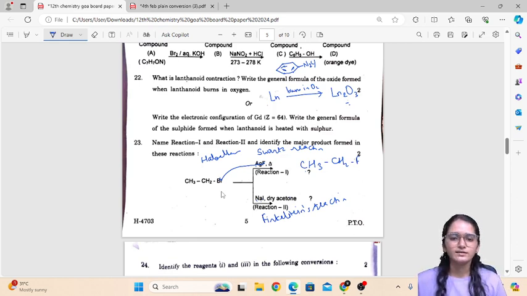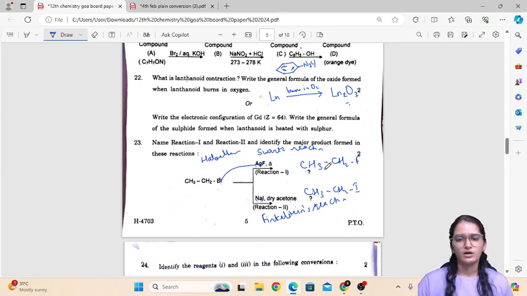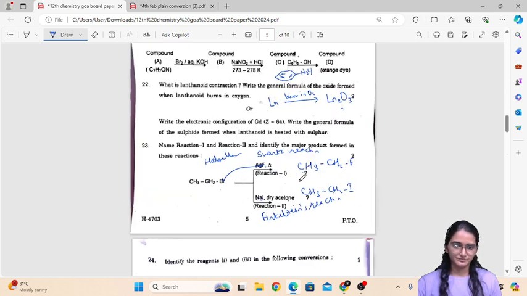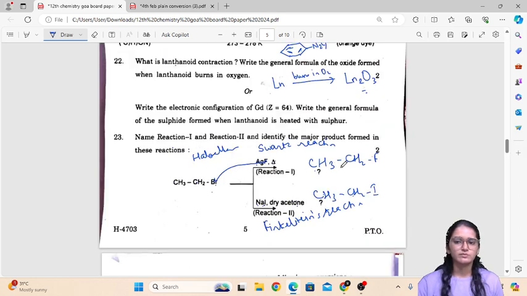In the same way, in the second, we have CH3CH2Br and we are treating it with sodium iodide in dry acetone. When we treat it with this compound, the bromine is replaced by iodine. So we get CH3CH2I, that is ethyl iodide. You only have to mention the names and write the products formed in the reaction.